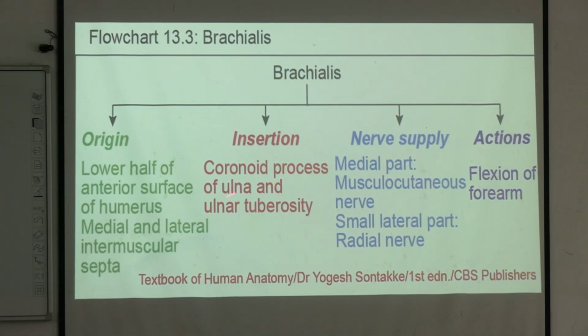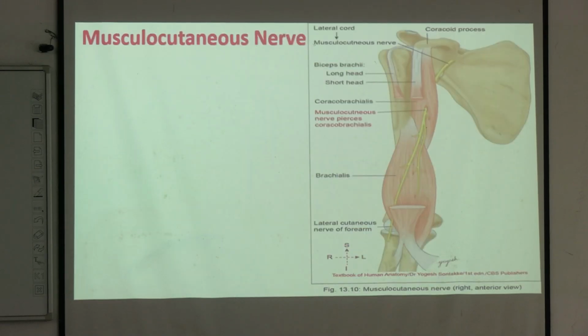So brachialis origin is the lower half of the anterior surface of the humerus and the medial and lateral intermuscular septa. Insertion is into the coronoid process of the ulna and the ulnar tuberosity. Nerve supply: medial part musculocutaneous nerve, lateral small part radial nerve, and action is flexion of the forearm.